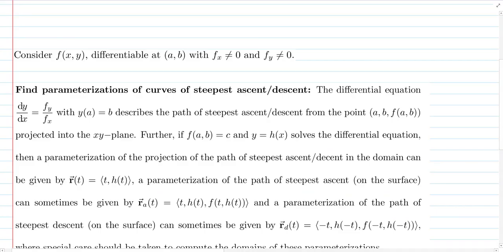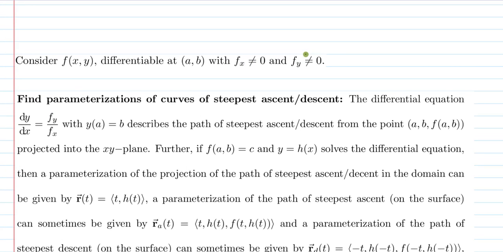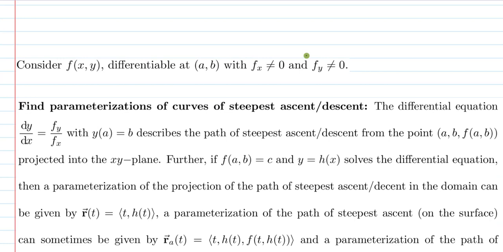So now that we've described how to find the parameterization of a contour line, we now want to focus on the parameterizations of the curves of steepest ascent and descent. So again, we've got this function that's differentiable at some initial point, and because we've got division in the differential equations we're going to derive, we need the respective partials not to be zero for whichever one it is.